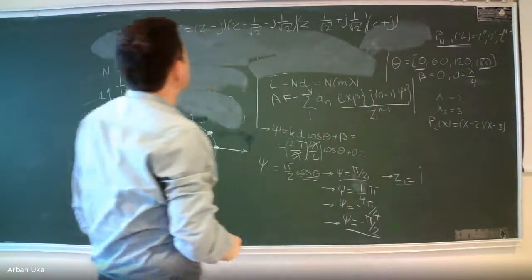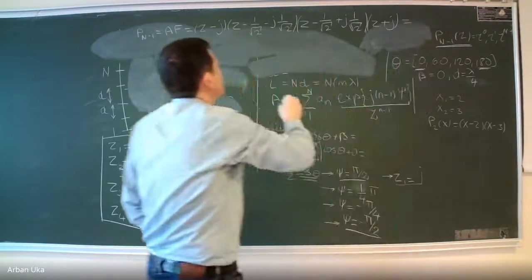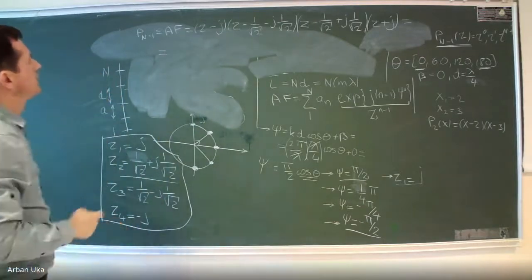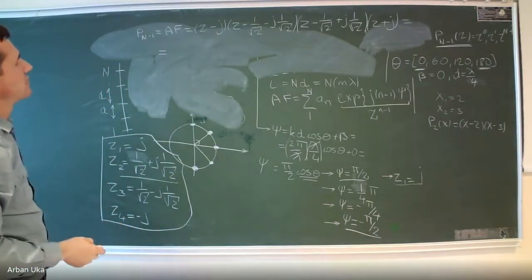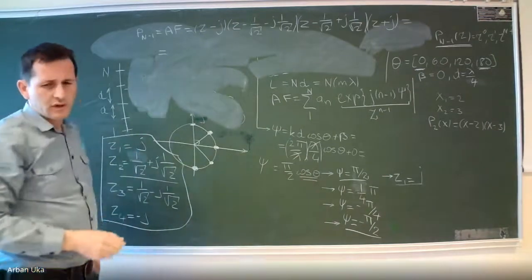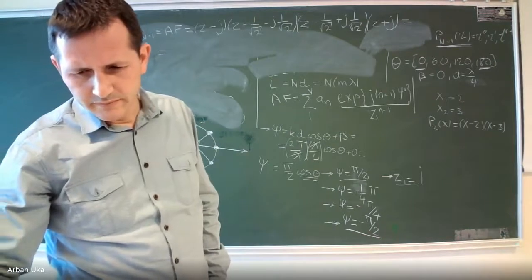Okay, so this is the polynomial. The highest power is z to the 4. So the polynomial has 4 roots. Pn is 4. So what is the number of antenna elements that we should obtain?